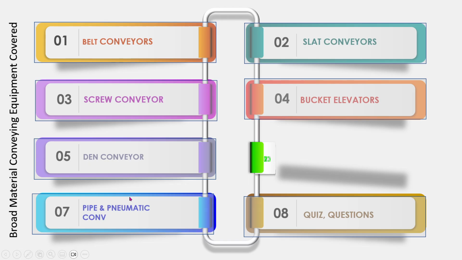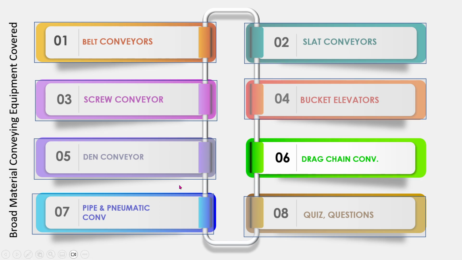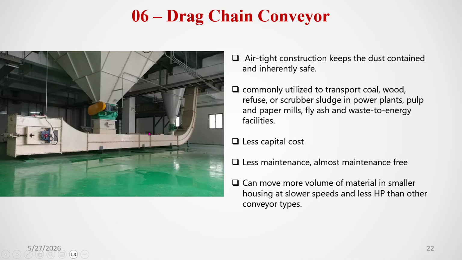Next is the drag chain conveyor. This is the drag chain conveyor. It is an airtight system. Airtight construction keeps the dust contained and is inherently safe, and it is commonly utilized to transport coal, wood, refuse material, scrubber sludge in power plants, pulp and paper mills, fly ash and waste to energy facilities.